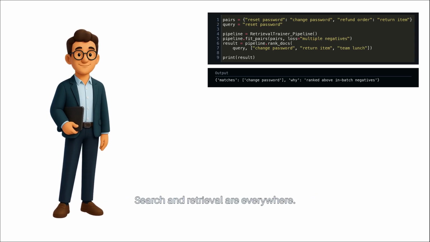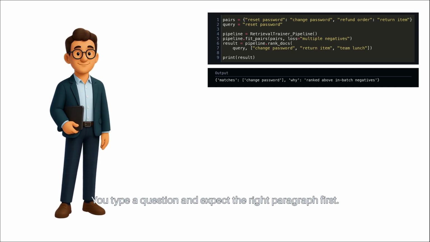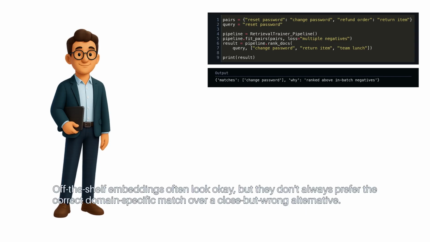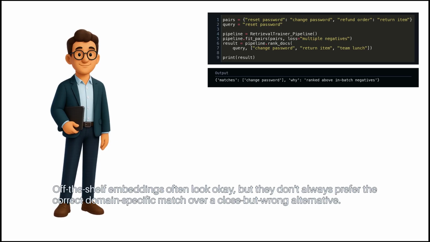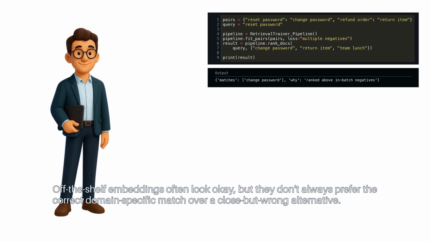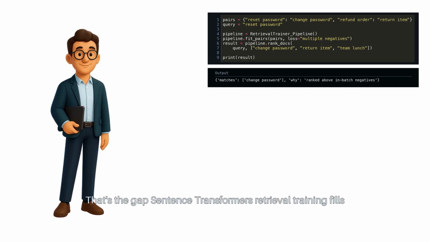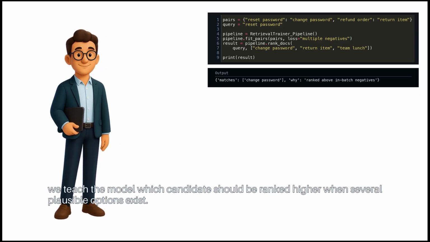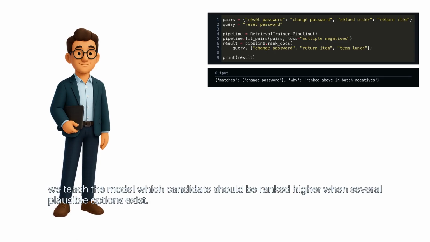Search and retrieval are everywhere. You type a question and expect the right paragraph first. Off-the-shelf embeddings often look okay, but they don't always prefer the correct domain-specific match over a close but wrong alternative. That's the gap Sentence Transformers retrieval training fills. We teach the model which candidate should be ranked higher when several plausible options exist.